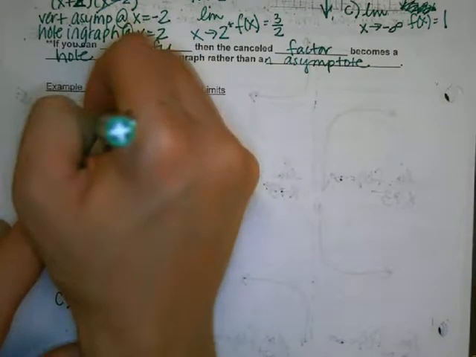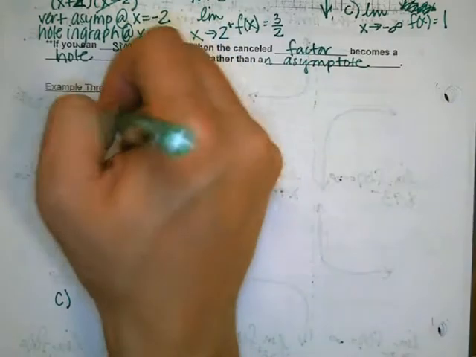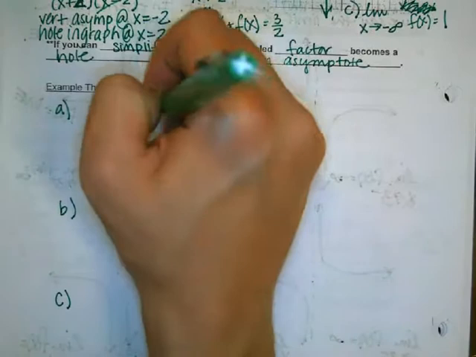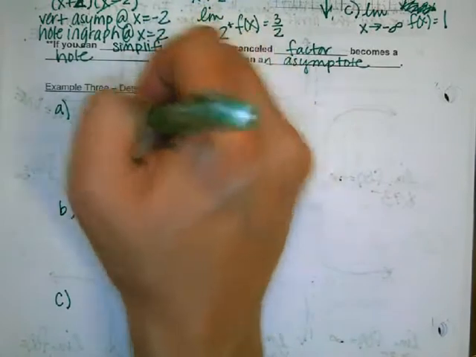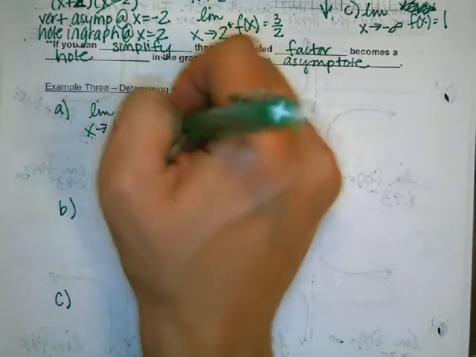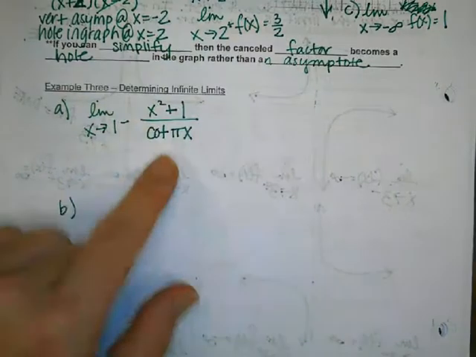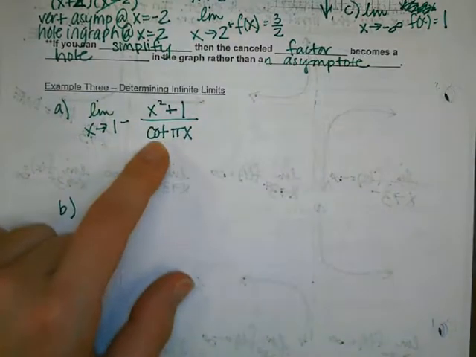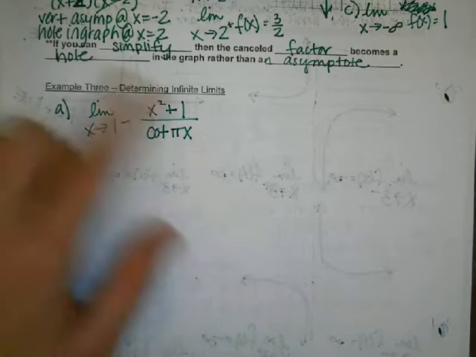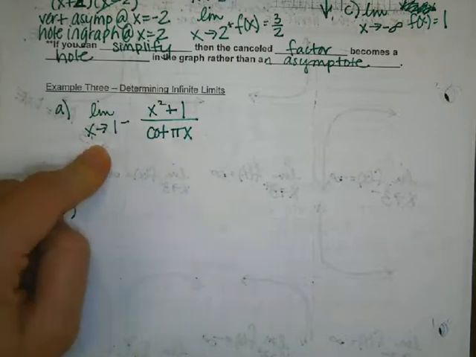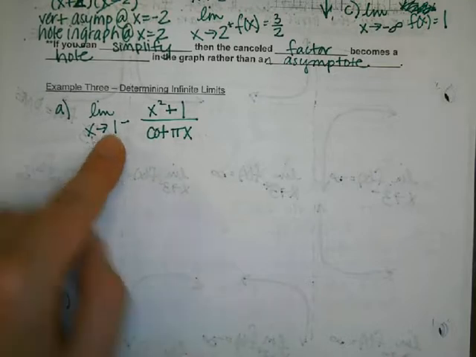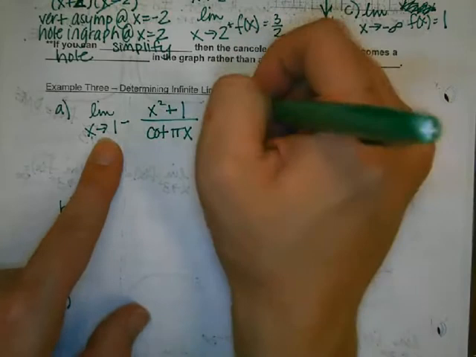The first one we're going to look at is x approaching 1 from the left. The function is x squared plus 1 over cotangent pi x. I know that cotangent has a ton of asymptotes here. But let's say we didn't know this was part of the infinite limit section. The first thing that you should always try to do when you're evaluating limits is directly substitute. So I'm going to plug in 1, and we're going to see if it ends up working.